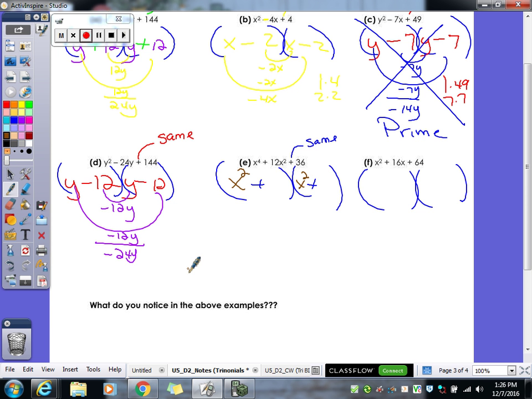Now who can just guess what the numbers are going to be? 6 and 6. Good. 6x squared, 6x squared gives me 12x squared. And that one worked. All right. You guys are like guessing really well here. Aaron, is this going to be same or different? Same. And are they going to be both pluses or both minuses? Good. X plus, x plus.